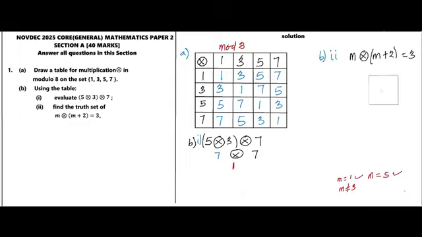So from this, the possible values of m are 1 and 5. Since we are looking for the truth set, our truth set is given by m such that m is equal to 1 or m is equal to 5. So that is for question 1A and B. Thank you.